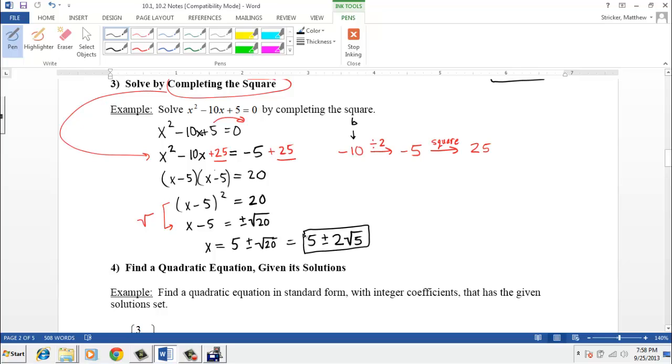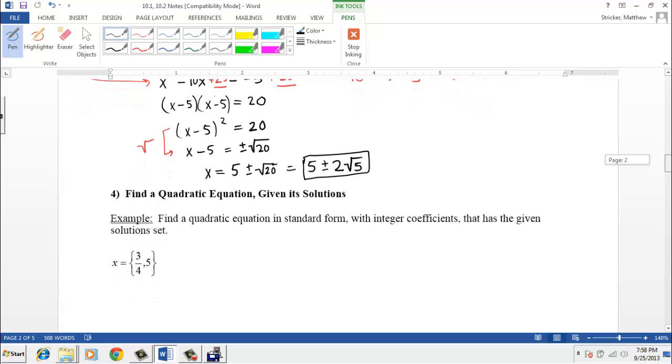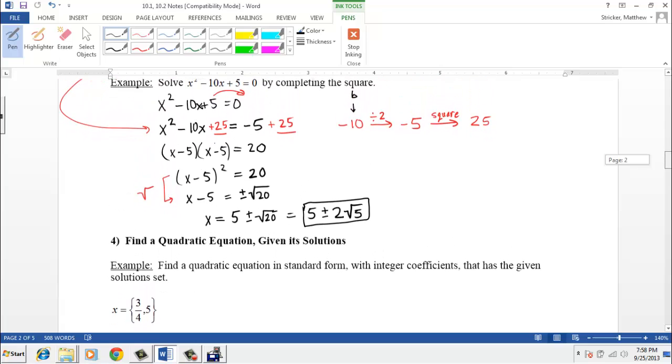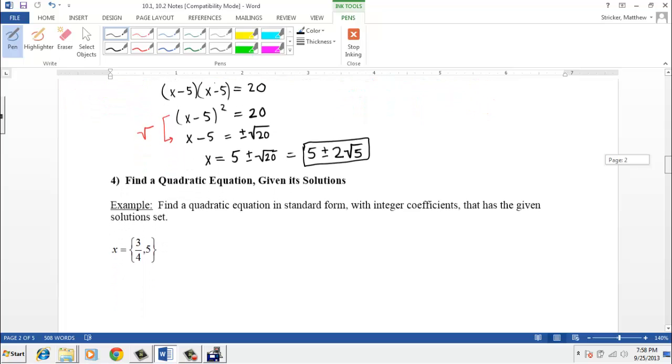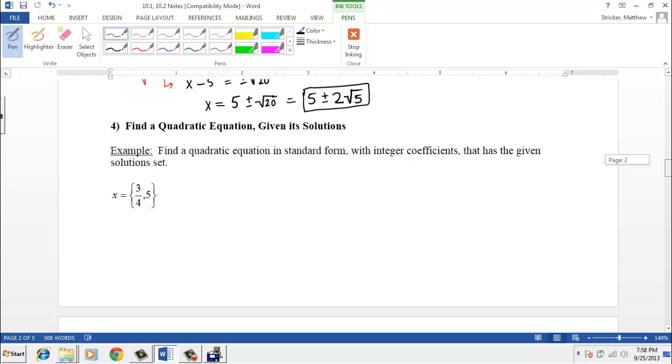Right, so hopefully that makes sense. Again, I'm not going to ask you to do this on a test, but I want to show it to you. Depending on where you go in future classes, you might use that at some point. So I want you to be familiar with it.